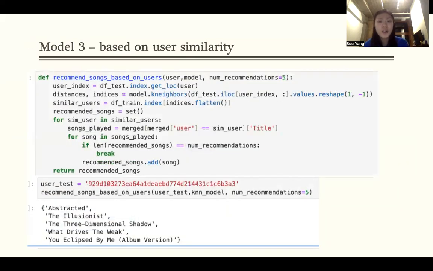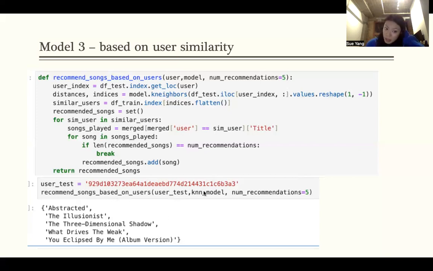We created a function here. The function takes input of a user, the model that we used, whether we use the KNN model with different similarity measurements, and then the number of songs we want recommended. The function will calculate the users that are similar to the user given to this function, and then it will grab all the songs played by those users, add the songs one by one to a set we create, and then return the top 5 songs or the number of songs you wanted to output.